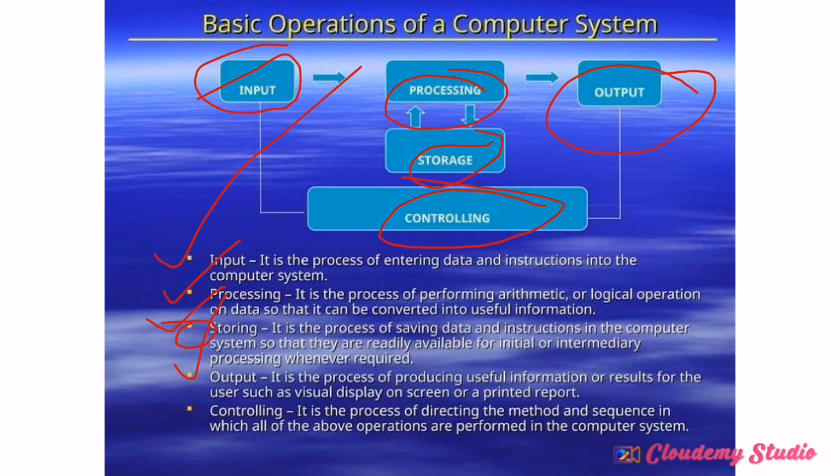What is an output? Output is the process of producing useful information or results for the user, such as a visual display on screen or printed reports. So that's what an output is. It is the process of producing useful information or results for the user, such as a visual display on screen or a printed report. So an output is the meaning of information, anything that is meaningful.